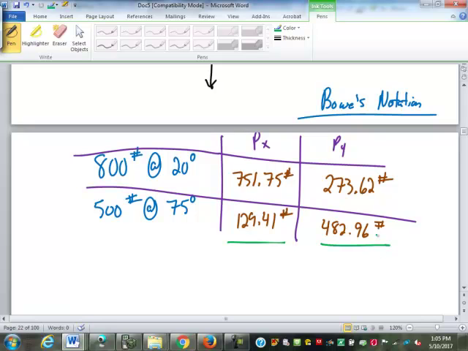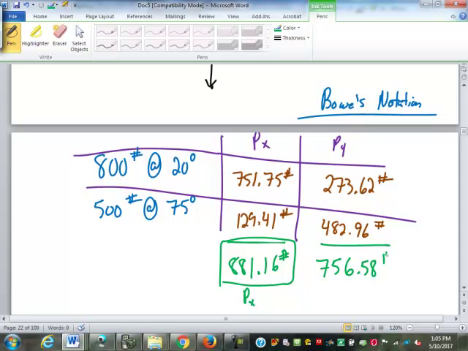Now I need to find a total for both of those. Now these are all positive. Depending on the angle, sometimes some of the components might be negative. You have to make sure you keep them negative and add them accordingly. So right now this is 751.75 plus 129.41, so 881.16. That's px of my resultant. I add these up: 756.58. That's py of my resultant.